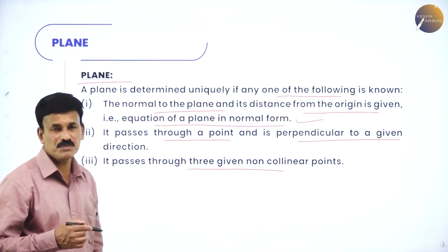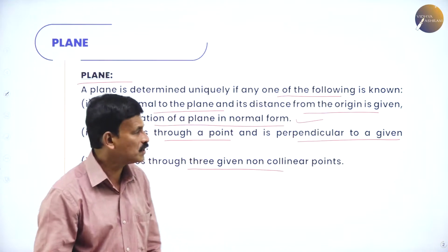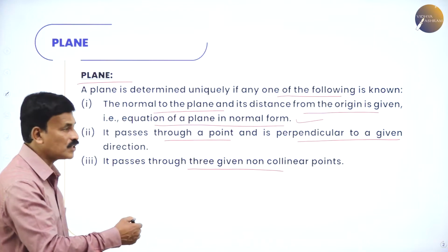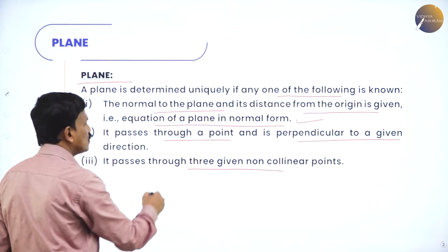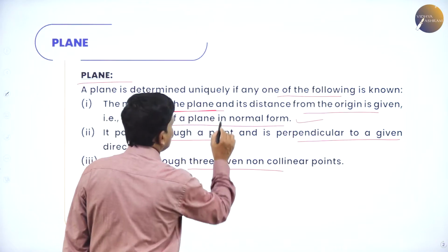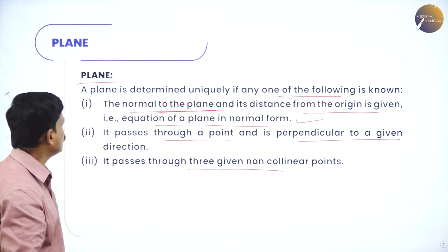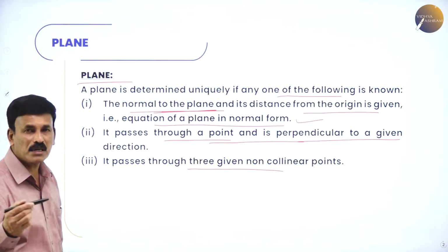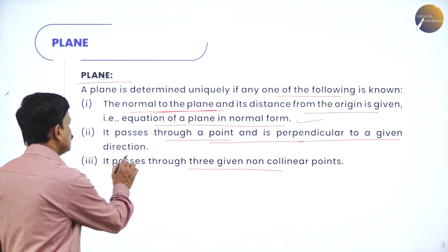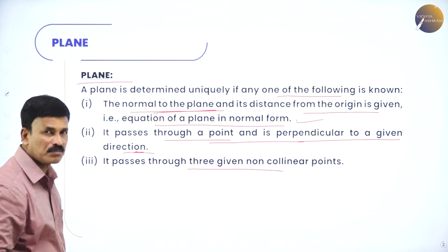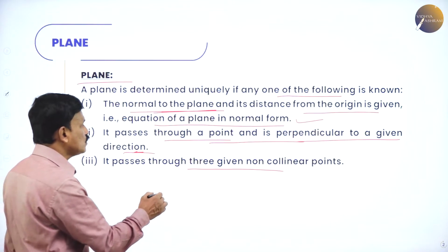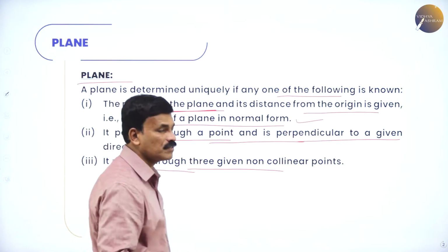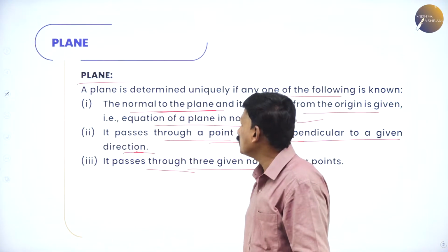So these three types of equations we are going to study in this concept. In this session, we are going to derive the equations of the plane in these three forms. That is the normal form: the normal to the plane and its distance from the origin is given. If it passes through a point and is perpendicular to a given direction, then also the equation of the plane can be determined. And if it passes through three non-collinear points, then also the equation of the plane can be determined.